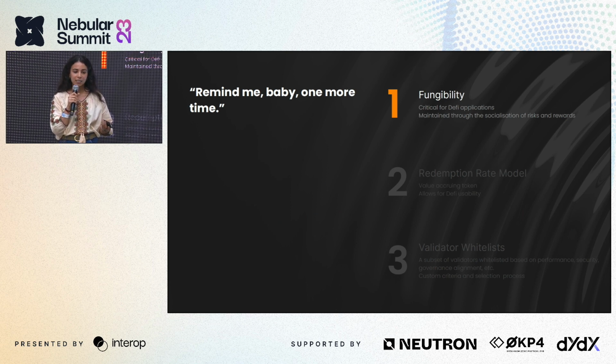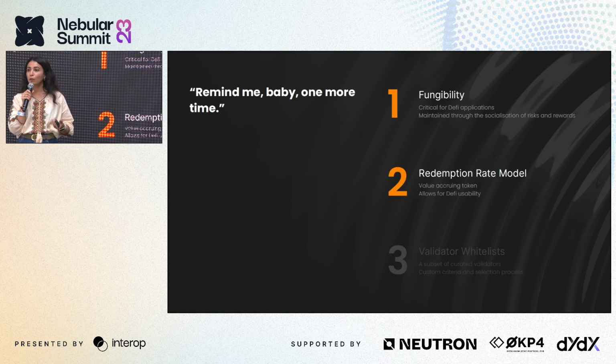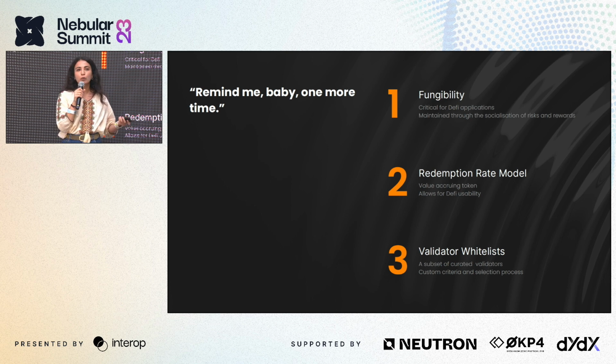The first one is fungibility, and the ability for liquid staking tokens to be fungible between each other, even though they were minted through different validators. The second main characteristic is the redemption rate model, where the liquid staking token is basically a redemption rate token that accrues value through its redemption rate. And basically, you only realize your rewards once you exit the protocol. And finally, the last characteristic that was predominantly used is the validator whitelist model, which is liquid staking protocols curating a subset of validators and allocating stake to them.